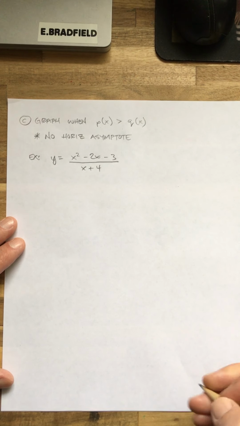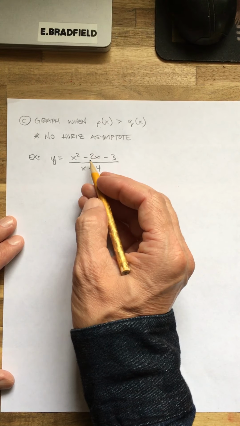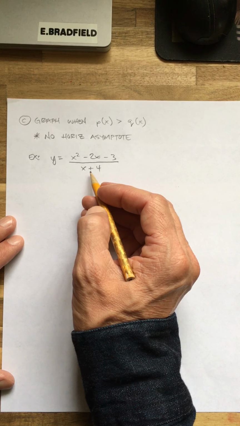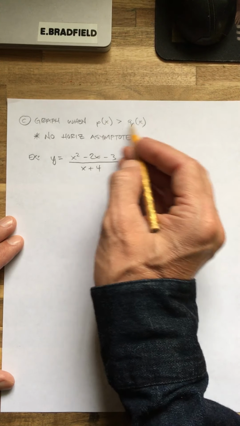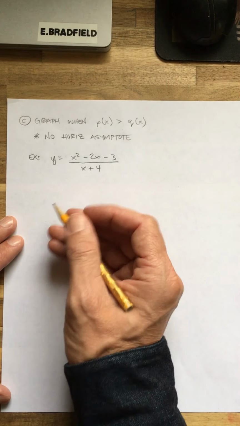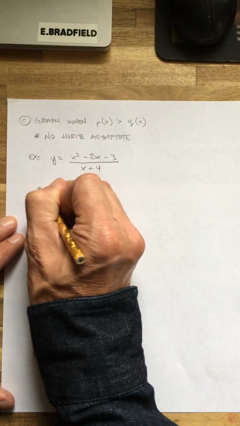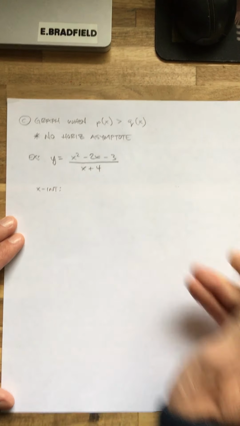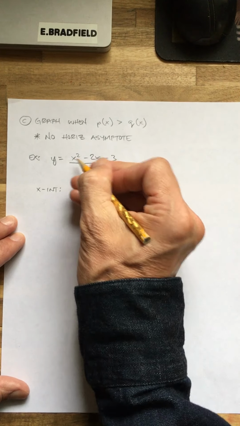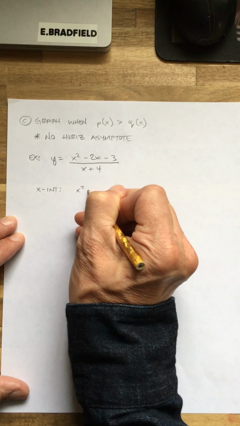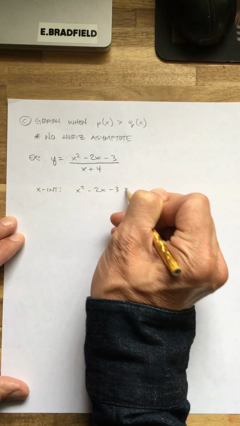All right, so here we go. We have y equals x squared minus 2x minus 3 over x plus 4. Notice the degree here is greater than the degree here, so that puts us in this category. So first thing we always have to do is find our x-intercepts, okay? And that is when this numerator is equal to 0, we'll find the value of x. So x squared minus 2x minus 3 equals 0.